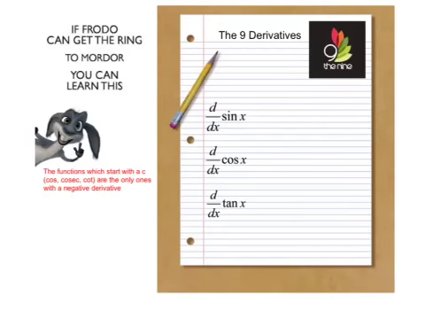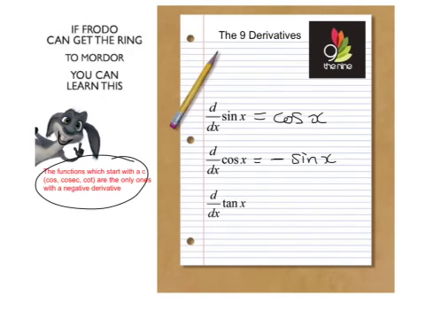It's really important to learn these derivatives. The derivative of sine x is cos x. I'm not going to prove it in this video. The derivative of cos x is minus sine x. If you forget which ones are negative, look at the first letter. The only ones with a negative derivative are the ones that start with a c.